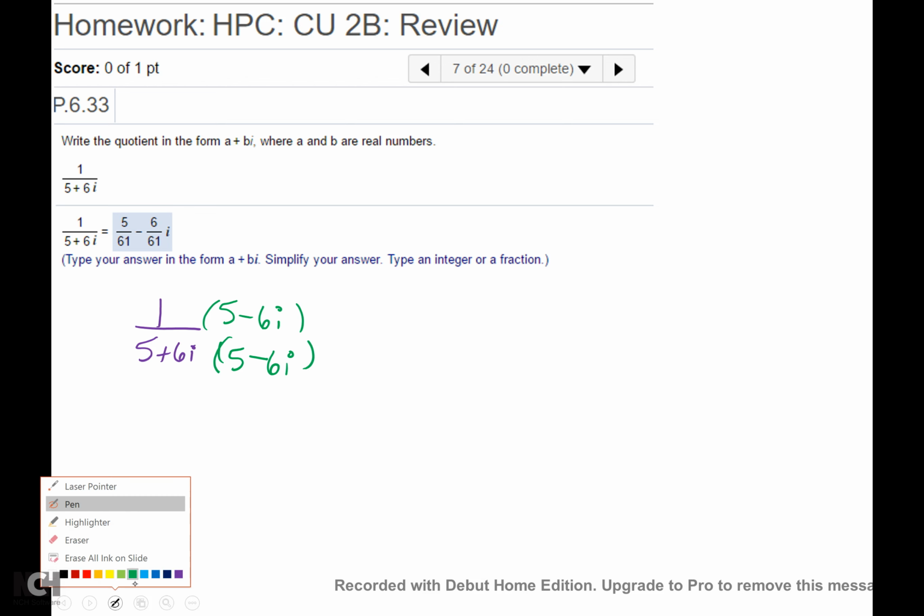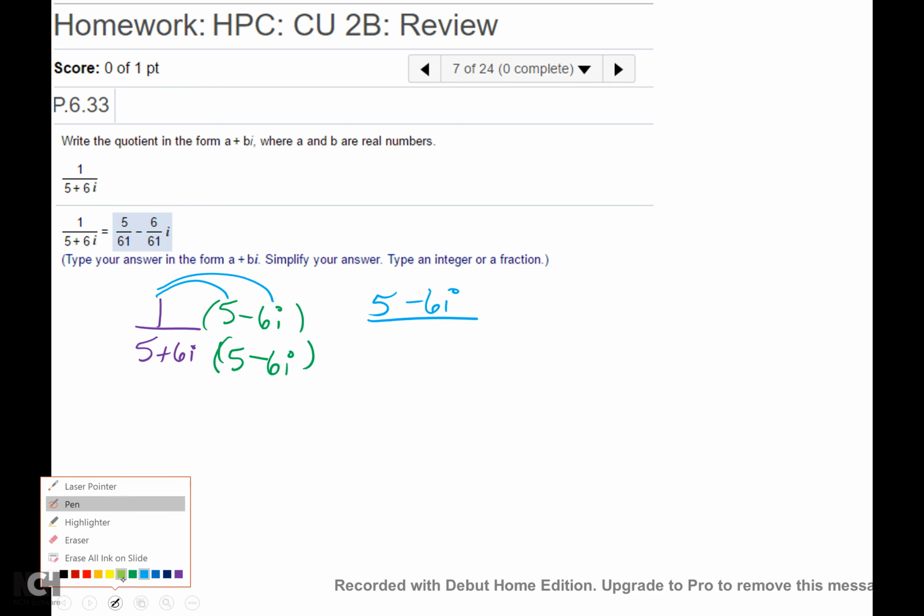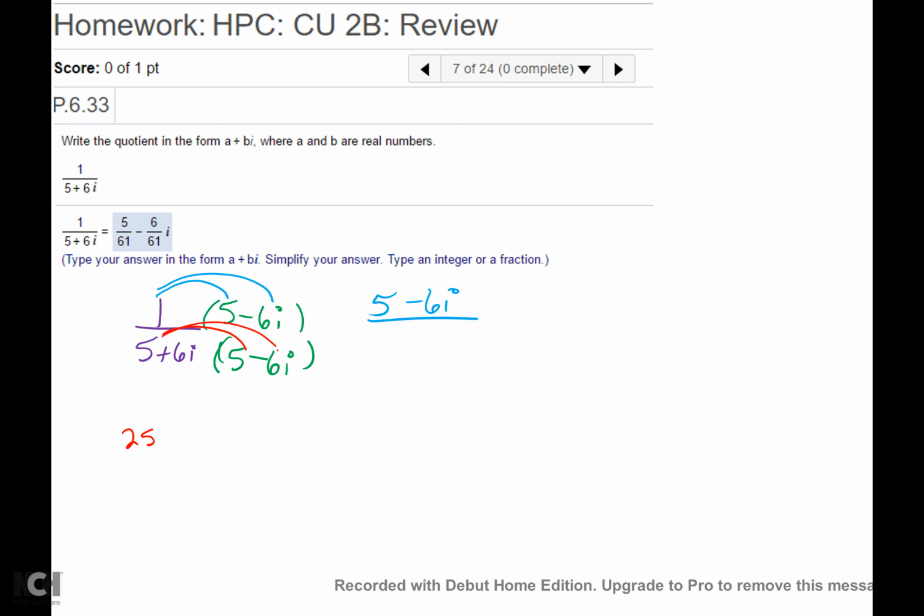So on top, when I distribute the 1, 1 times 5 is 5, 1 times negative 6i is negative 6i. On bottom, when I FOIL these out, I'm going to have 5 times 5 is 25, 5 times negative 6i is negative 30i, positive 6i times 5 is positive 30i, positive 6i times negative 6i is negative 36i squared.